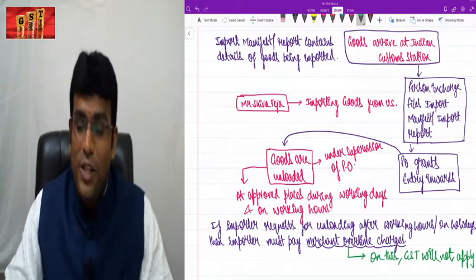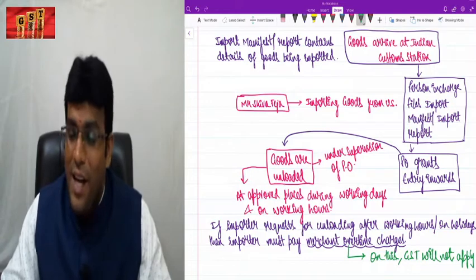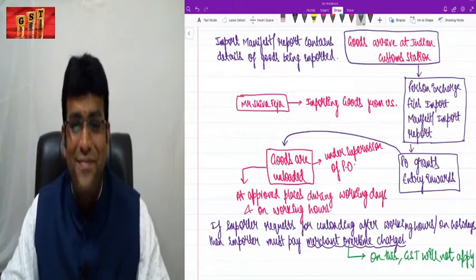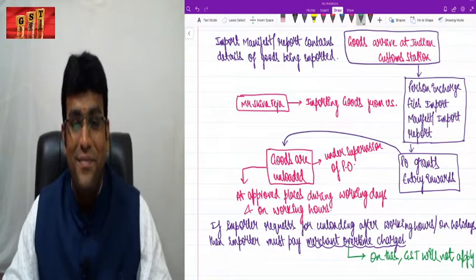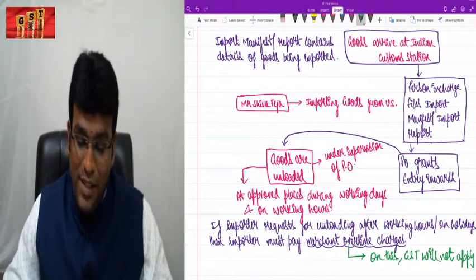So the interesting point is, on merchant overtime charges, GST will not apply. That's it. That is the point. Clear? Done, my dear friends. Let's proceed.